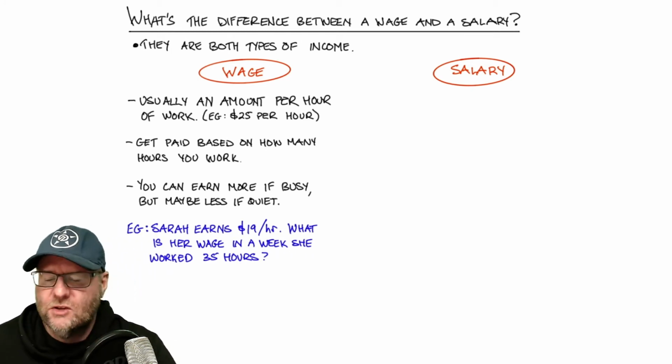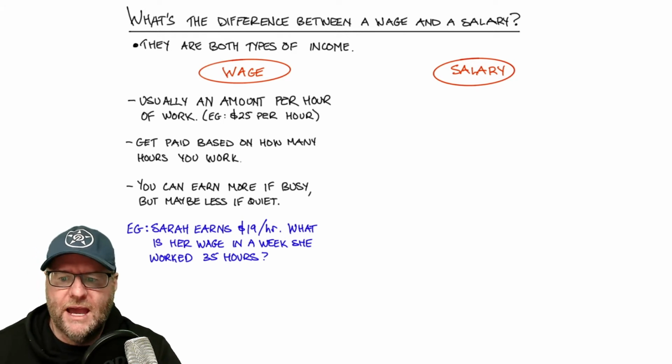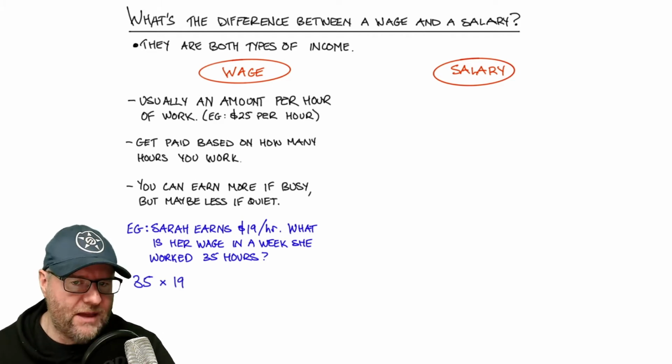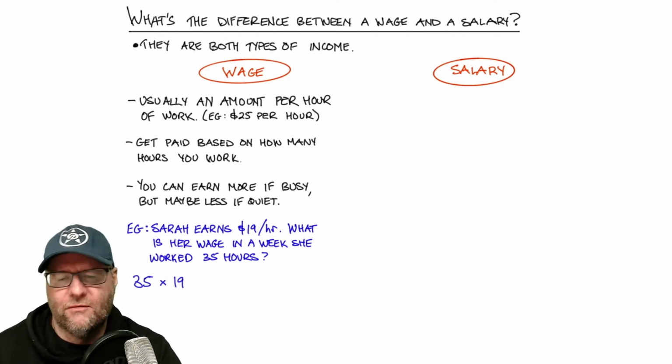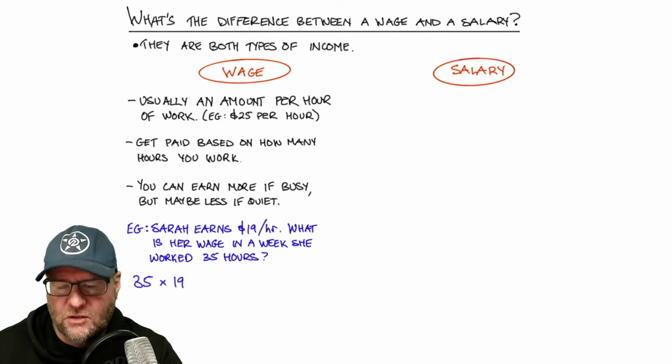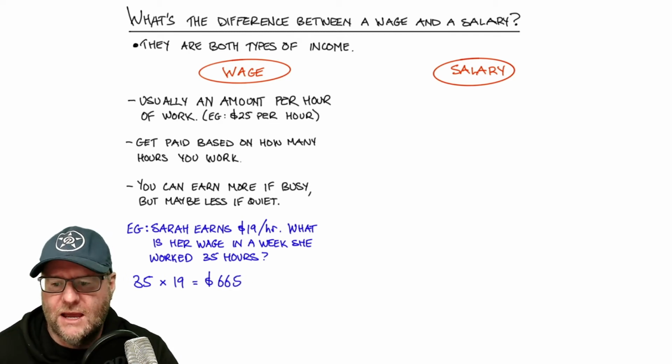So here's an example. We've got Sarah who's earning $19 per hour. So what would her wage be for a week where she works 35 hours? Well, she does 35 hours, and for every one of those, she gets $19. So we're going to multiply them together. She's got 35 lots of $19. And when we do that, we get $665.